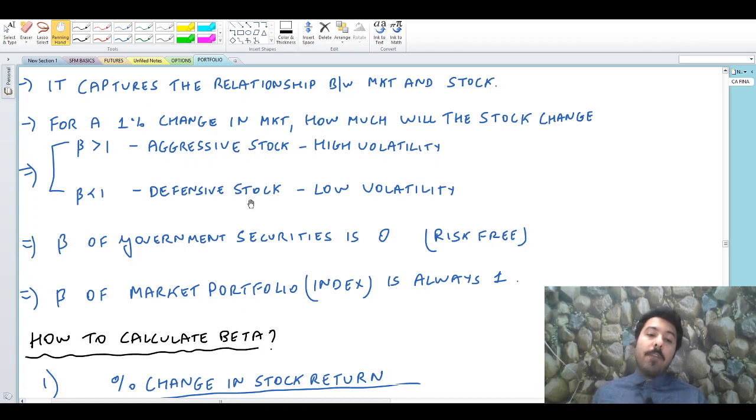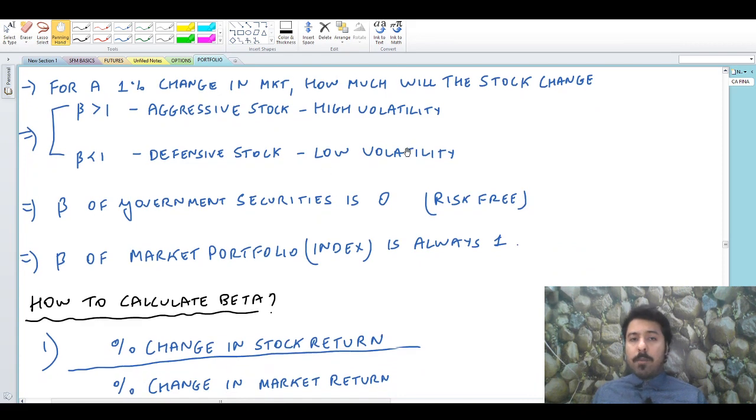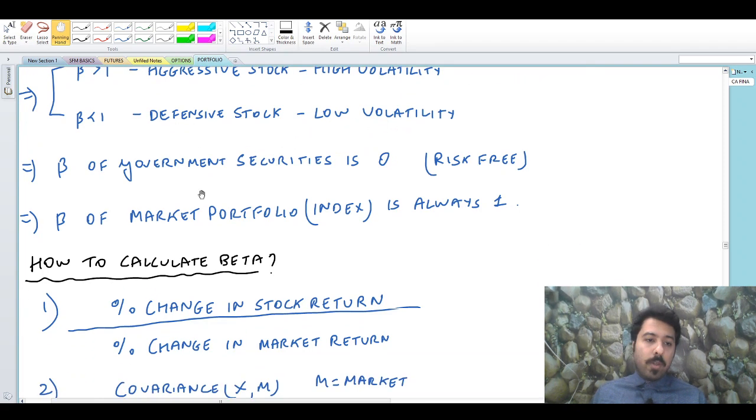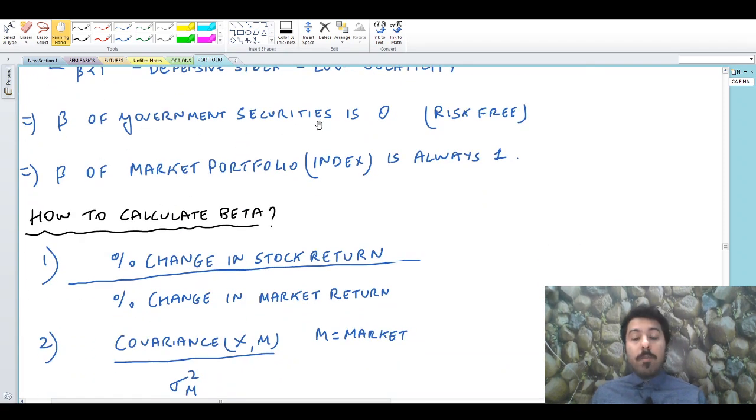Beta less than 1 is a defensive stock, low volatility. If the market moves by 1, your stock moves only by 0.5. A defensive stock, low volatility. Pharmaceutical stock, something like that. Beta of government securities is 0. Why? Since there is no risk.